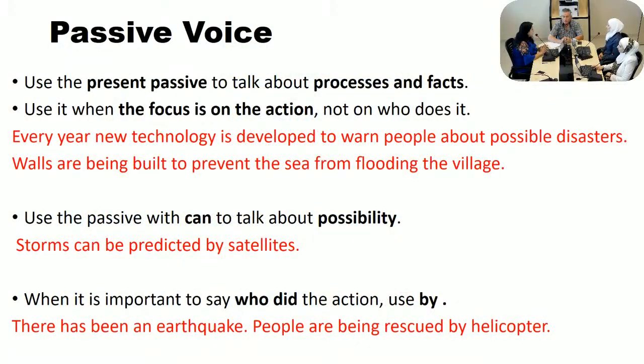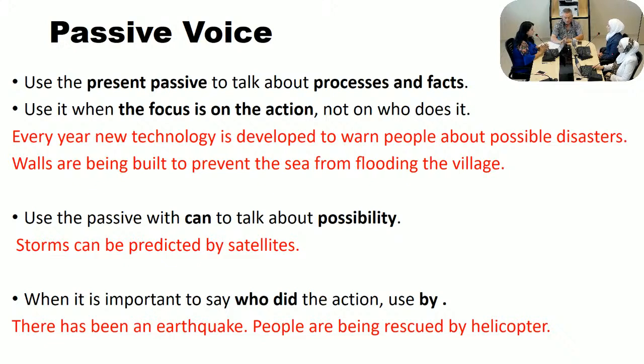Ms. Ola, passive voice. Now about the passive voice. When do we use the passive voice? We use the present passive to talk about processes and facts. So when we have processes and facts, it means the subject or the doer of the action is not important. So this is one way we use the passive voice. The second one, use it when the focus is on the action, not on who does it.